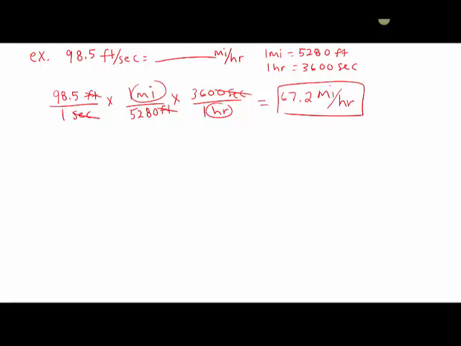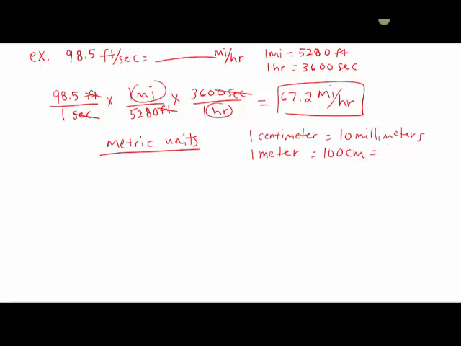Now, some of the other units you might have are called metric units. And in industry, they use a lot of metric units, okay? Again, I'll give you all the units that you'll need. But some examples of metric units would be 1 centimeter equals 10 millimeters. Or 1 meter equals 100 centimeters. Or 1,000 millimeters. So these are just examples of metric units. Okay.